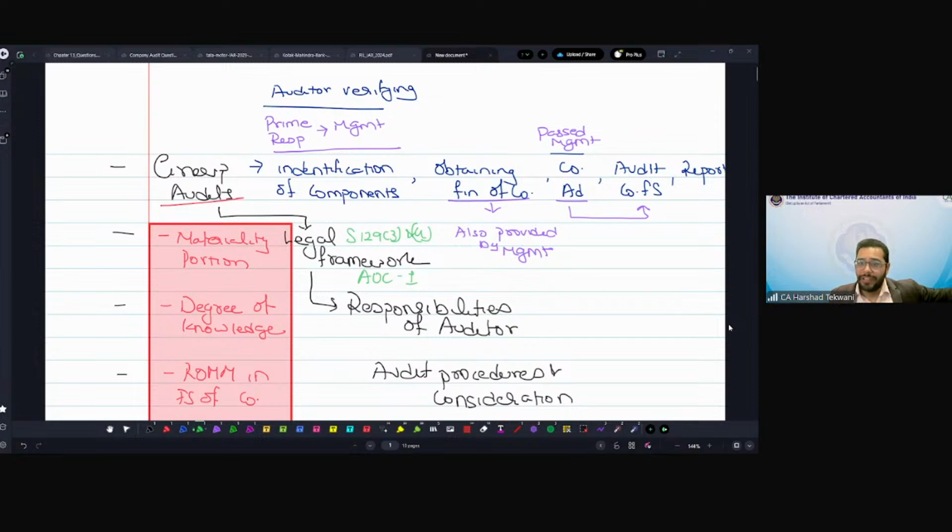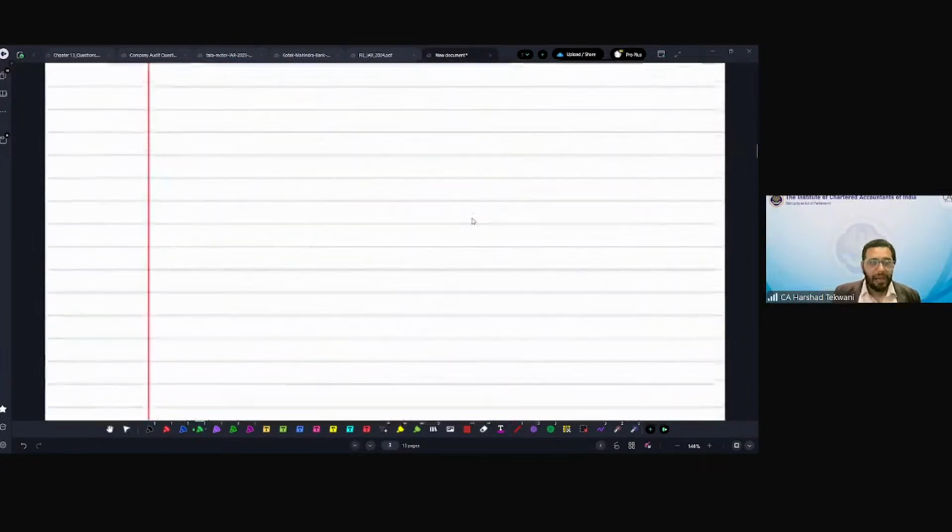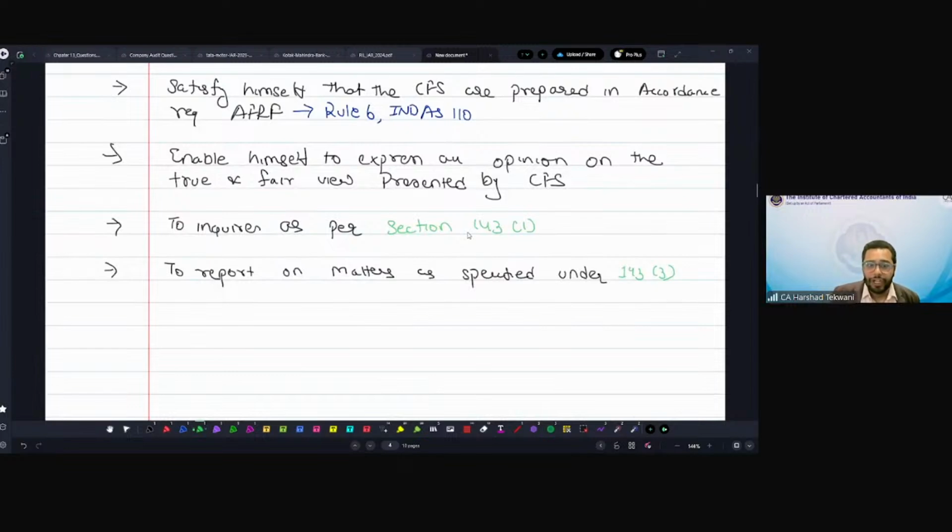So the audit requirements of the standalone financial statements include requirements to do inquiries as per 143.1, to report on matters specified under 143.3. Then by the virtue of 129.4, the same is applicable to the audit of a consolidated financial statement. Now we have to do the inquiries, we have to report on 143.3, we have to inquire on 143.1 because of section 129.4. Are you getting the point? Because of this particular section, we have to go to 143.1, we have to go to 143.3.